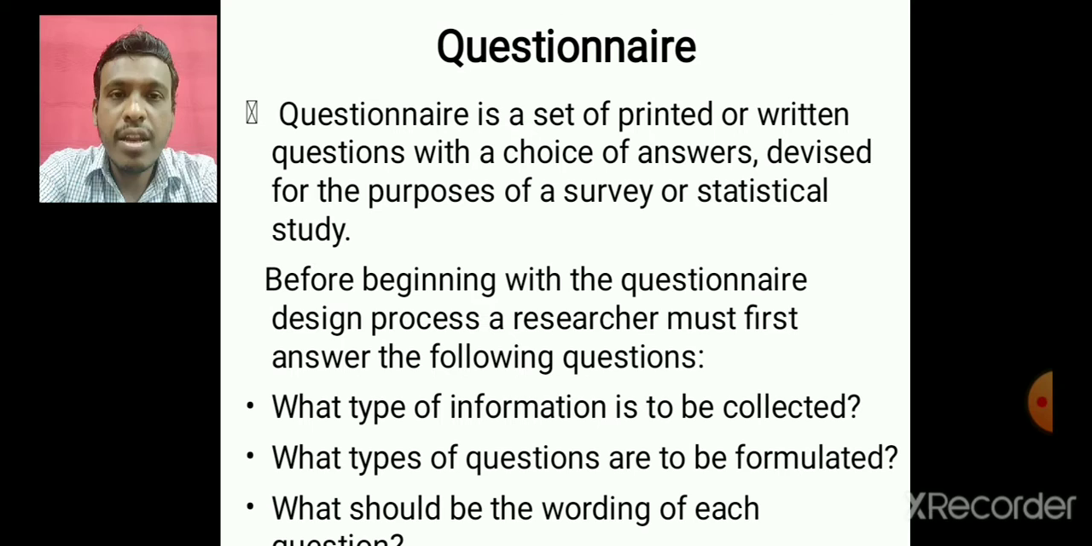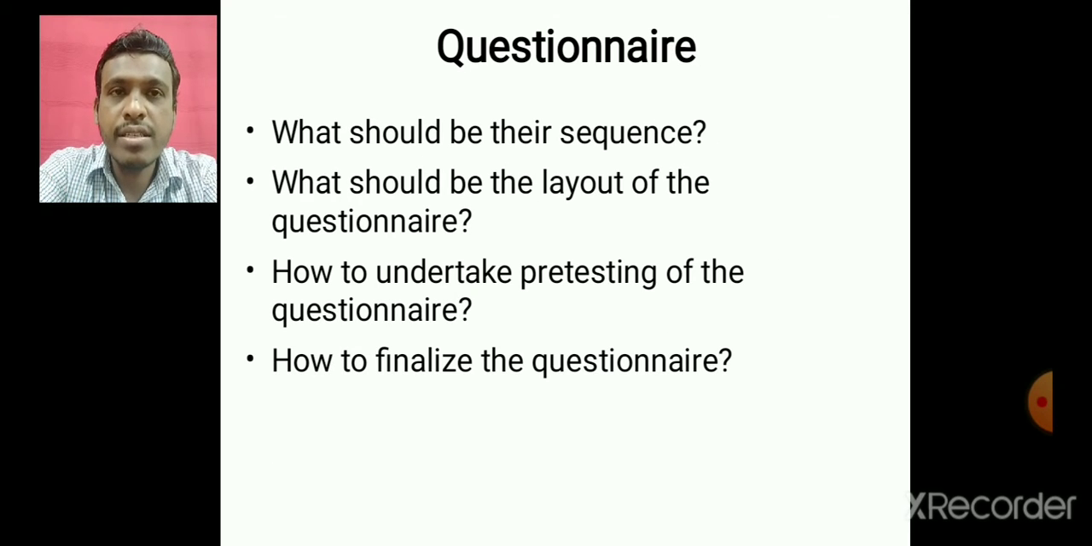Once this is done, the other thing that he has to keep in mind is what should be the sequence of the questions. Sequence means the arrangement of the questions, that is the logical order of the questions. That is, which should be question number 1, which should be question number 2, question number 3, and so on. This sequence should normally be very logical. You cannot give questions to the respondent in a jumbled fashion that confuses the respondent, and many times the respondent may become disinterested in answering such a questionnaire.